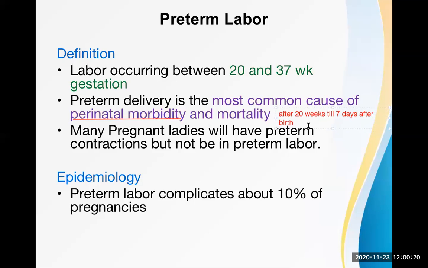Whenever we analyze what is the most common cause of perinatal morbidity, morbidity is illness, okay, and mortality is death. What is the most common cause of morbidity and mortality in the perinatal period? We come to the conclusion that preterm babies are commonly dying during this time. So preterm delivery is the most common cause of that.